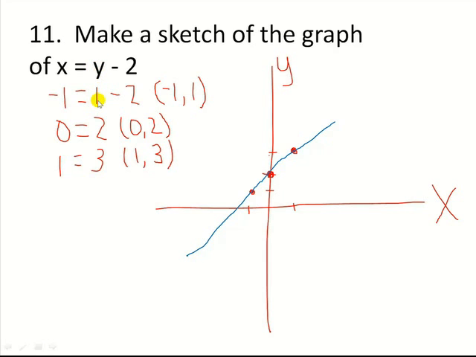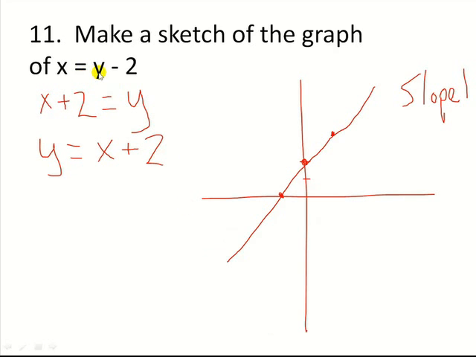In other words, if I stick in y equals 1, 1 minus 2 is negative 1. So the ordered pair for that would be negative 1, 1. If I stick in y equals 2, well, 2 minus 2, that's 0. So x is 0, y is 2. And if I didn't know how to put this in slope-intercept form, I could just stick in a value of 3 for y. 3 minus 2 is 1. So when y is 3, x is 1. Now I can plot those points and draw a line that would look about like this.